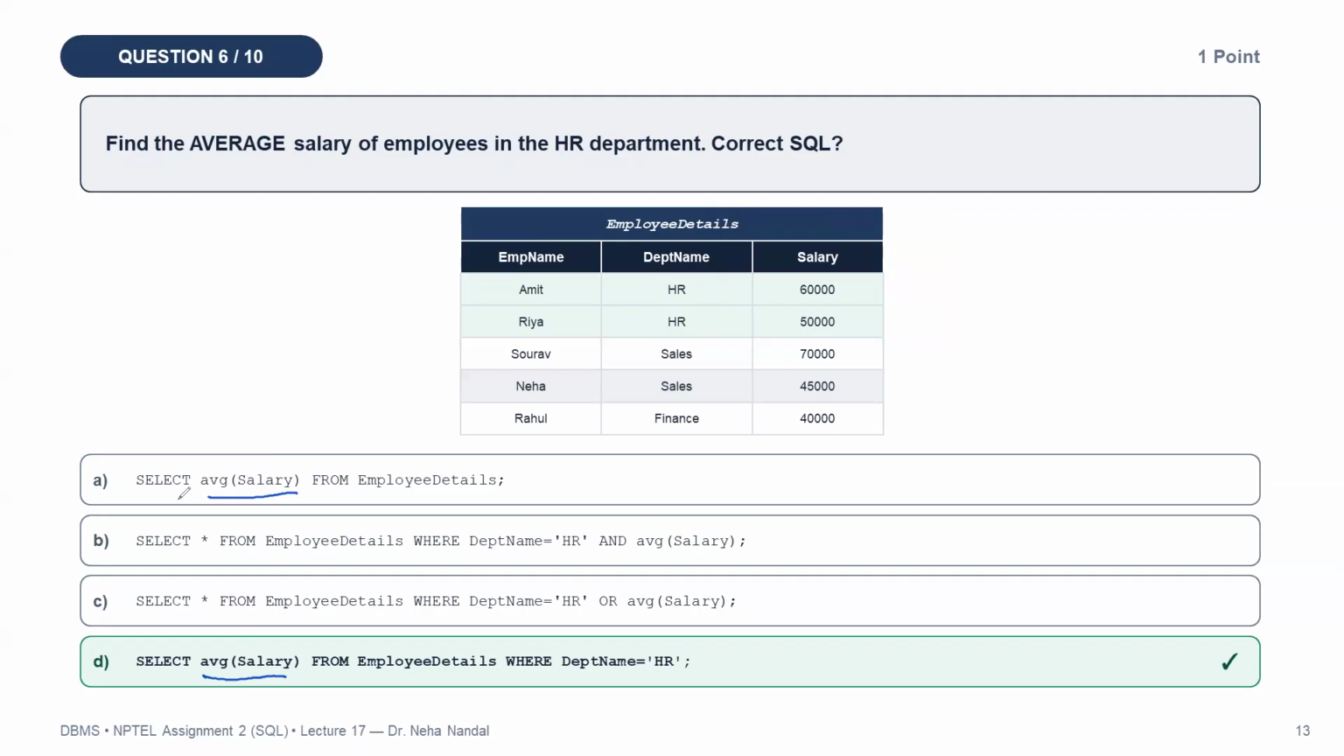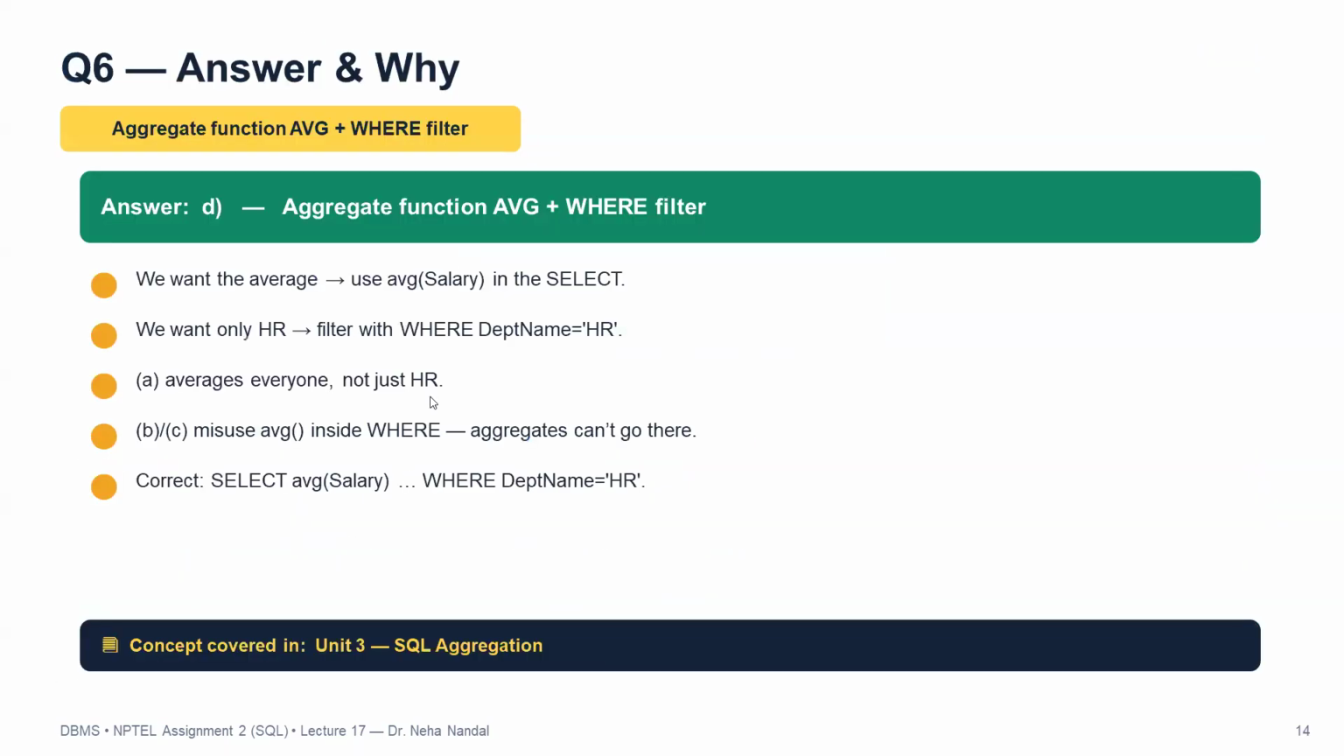If you see over here, there is no mention of the condition, what the department will be. The department name is not mentioned, so it cannot be our answer. We already lowered our options to two. Now the only option left is select average salary from employee details, the table name, where the department name is HR. So it wants HR. Very easy. Let's move to the next question. You can pause the video and check out the explanation given over here. It's the same as we discussed.